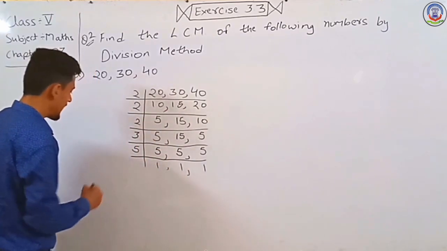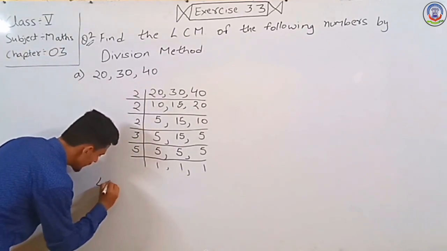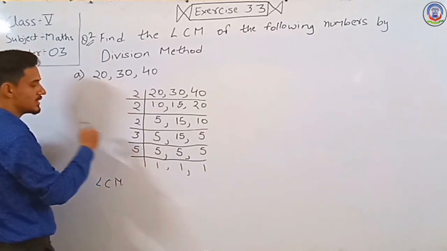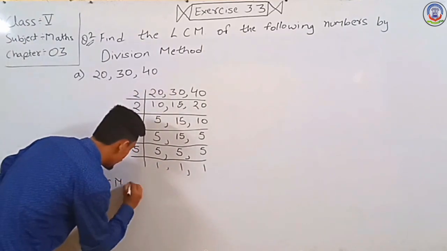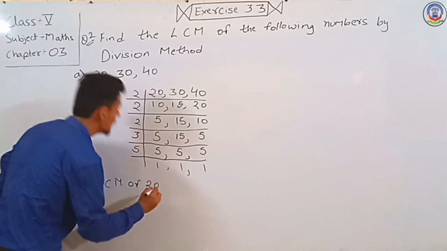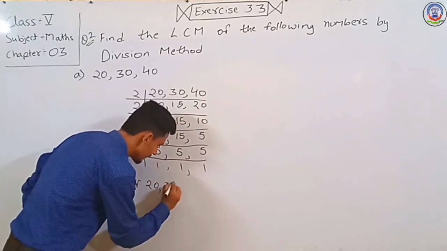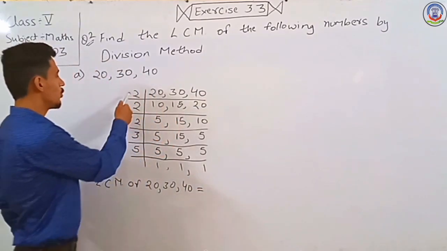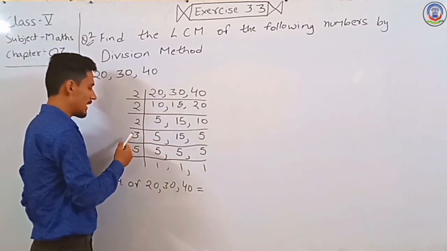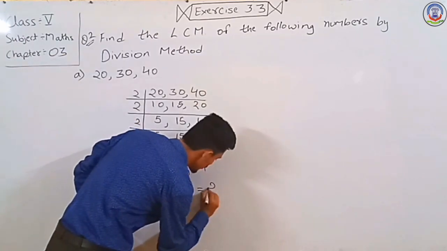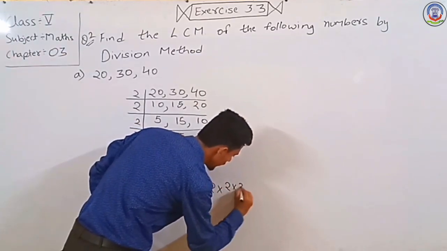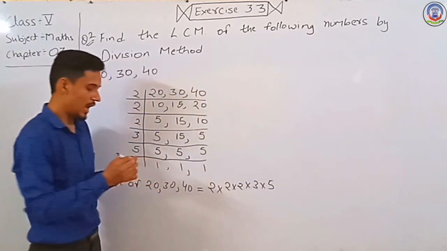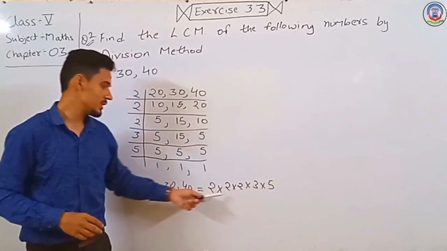Now we have to find the LCM. The simple procedure of finding LCM is we have to multiply all these numbers. So LCM of 20, 30, 40 equals what we have: 2 multiply 2 multiply 2 multiply 3 multiply 5. Now we have to multiply all these numbers.